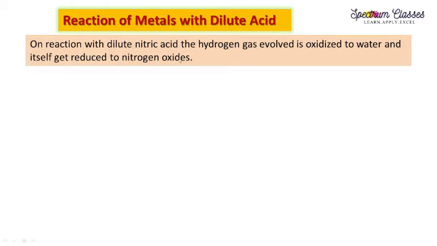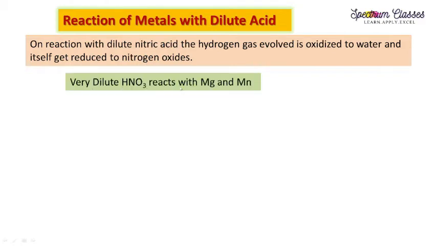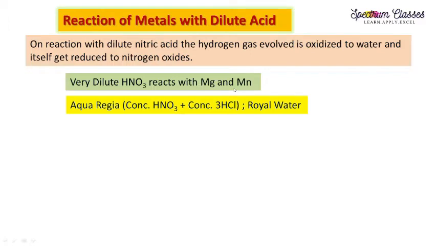reduced to nitrogen oxides. But very dilute HNO3 reacts with magnesium and manganese. So this is important since this is an exception. So you must remember this. Okay, with very dilute, here not dilute, very dilute HNO3 reacts with magnesium and manganese. With HCl, H2SO4 and HNO3, these three mineral acids, no silver, copper and gold reacts. Therefore, we require some acid which is much stronger than the three mineral acids like HCl, H2SO4 and HNO3.